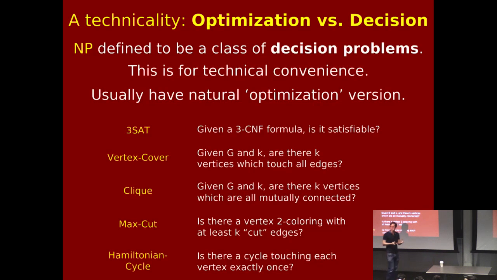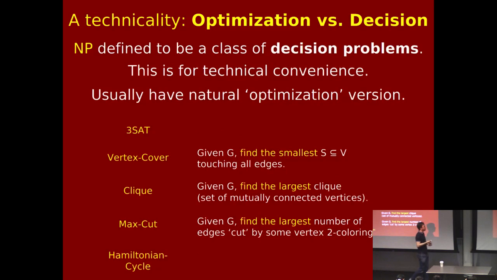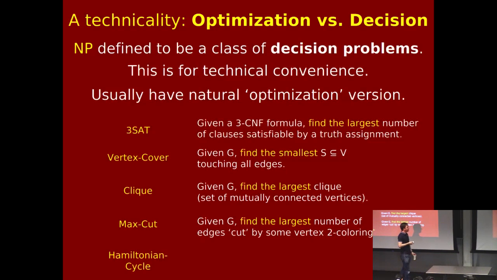But for a lot of these questions, maybe even almost all of them, there's a non-decision version of the problem, an optimization version, which is a bit more natural. For example, with Vertex-Cover, it's more natural to just say, find and output the smallest Vertex-Cover. Or, for max cut, find and output the two-coloring that cuts the most edges. So it's not a decision problem. Even for 3SAT, you could say find the truth assignment that satisfies as many of the clauses, those little size 3 ORs, as you can.